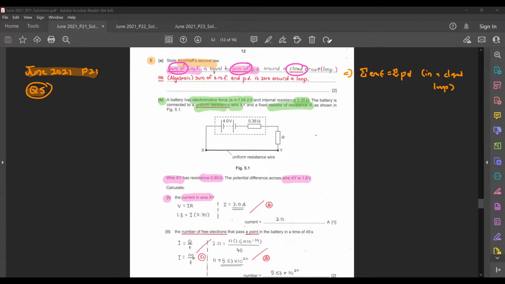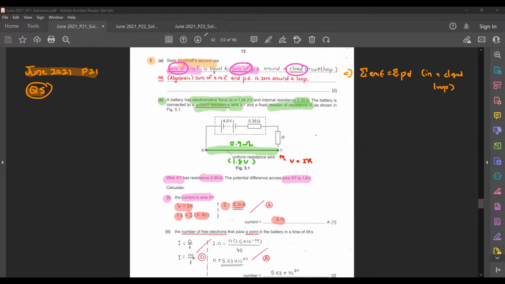This wire XY that they're talking about is actually this wire here. It has a particular resistance to it, where the resistance is 0.9 ohm, and the PD across it is 1.8 volts. Okay, so they want you to find out the current in the wire XY. This one you can just straight away apply V equals IR for the wire itself. The PD across it is 1.8 volts, the resistance is 0.9, so eventually you're going to get the current value of 2 amps.